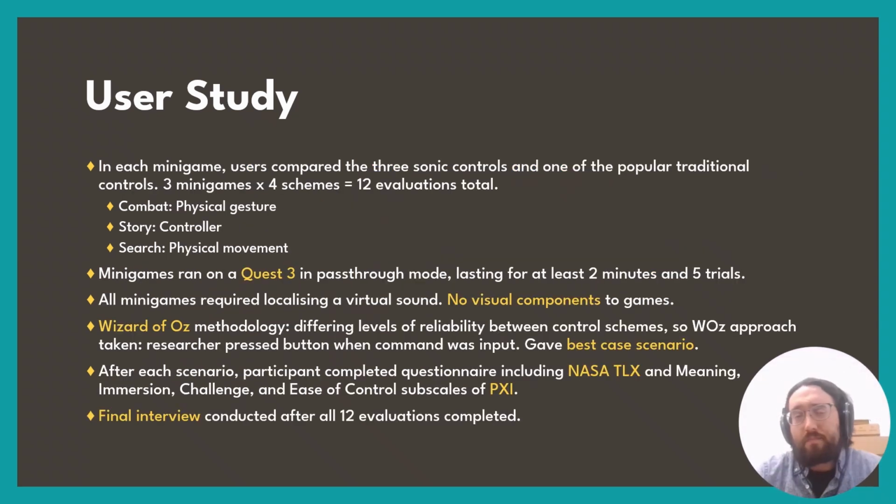And then in each minigame, users compared the 3 sonic controls that we had developed and one of the popular traditional controls that was identified in the systematic review. So that gave us 3 minigames where participants tested 4 control schemes for a total of 12 evaluations. In the combat scenario, the traditional scheme was a physical gesture, it was a sword swing.